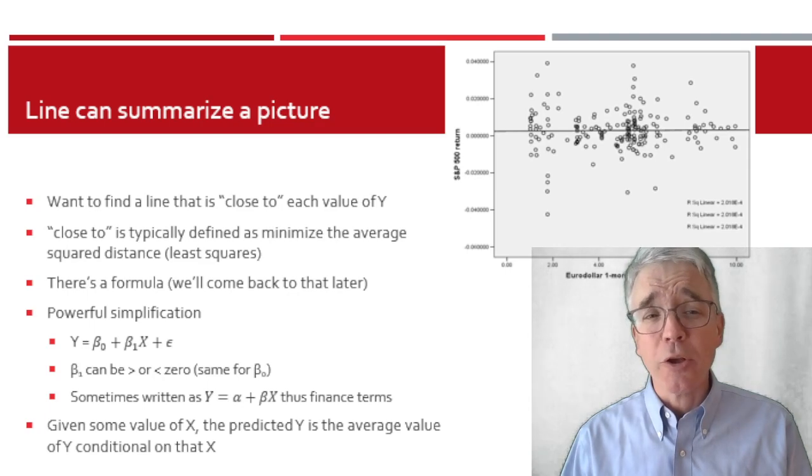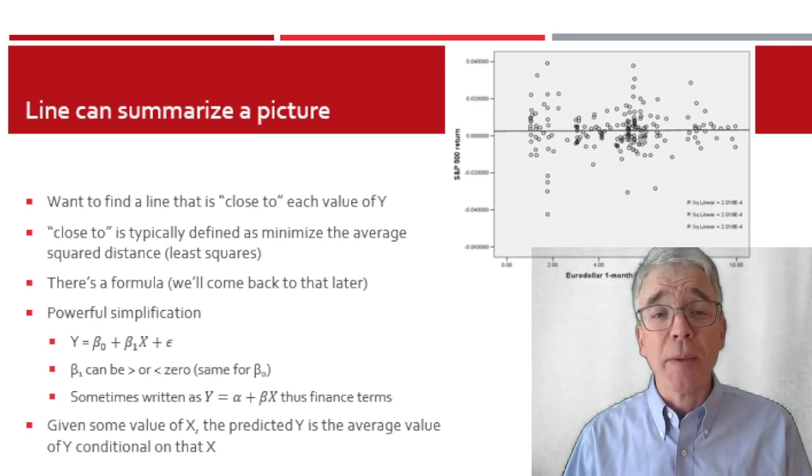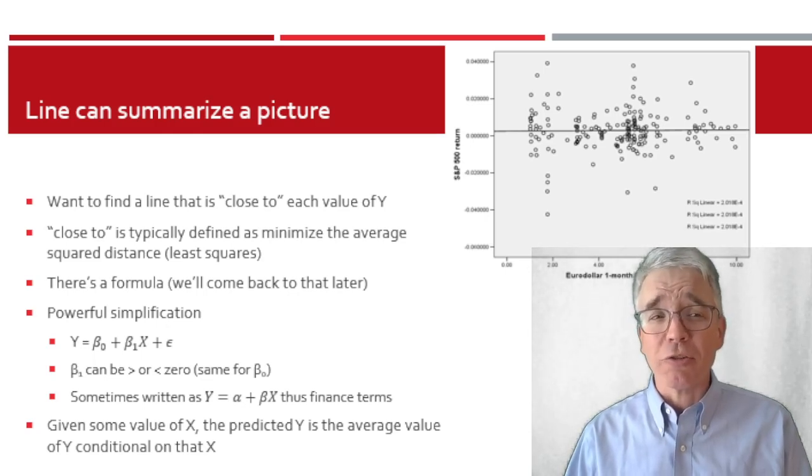Beta 1, the slope, can be greater than or less than 0. If beta 1 is less than 0, then the slope is negative, and there's a negative relationship between x and y. If beta 1 is greater than 0, then the slope is positive, and there's a positive relationship between x and y. If beta 1 is 0, then there's no relationship between x and y.